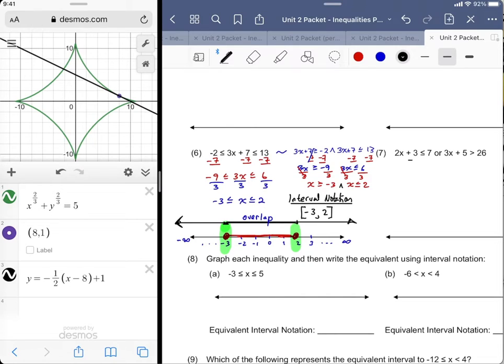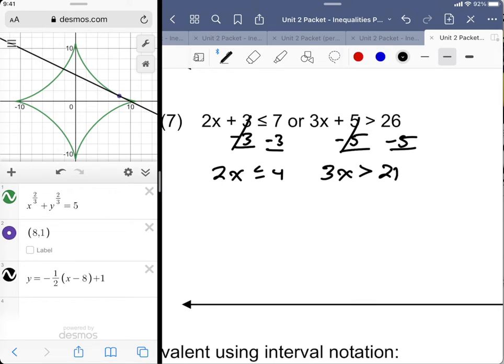All right, so subtract the 3, subtract the 5. 2x less than or equal to 4, 3x greater than 21. All right, divide by the 2. x is less than or equal to 2, or x is greater than 7.